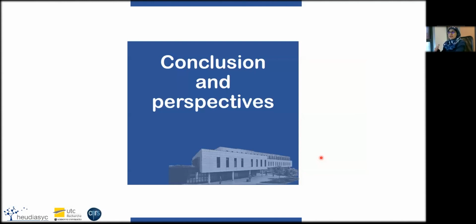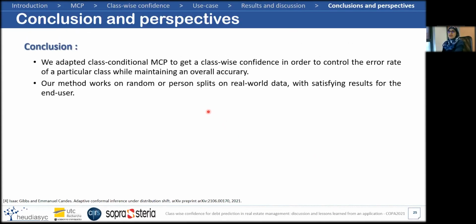So, what now? The conclusion and perspectives for the discussion part of our presentation: we adapted class-conditional MCP in order to get a class-wise confidence, and by that we could control the error rates and also guarantee an overall accuracy. We found that our method worked for random and person splits on real-world data, and the results were rather satisfying for our end user, which is Sopra Steria.